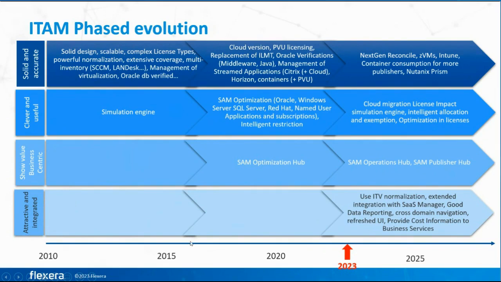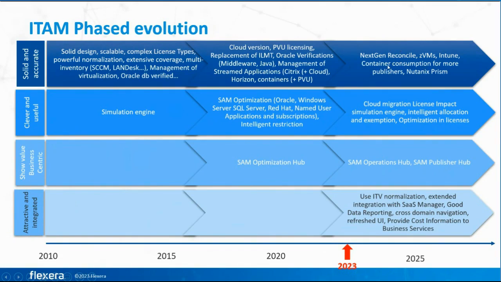Between 2015 and 2022, let's say, we had, of course, the cloud version of Flexera Manager. We started to do PV licensing and being a replacement of IAMT, getting more Oracle verifications, middleware, Java, managing as well as possible the streamed applications, Citrix with Citrix Cloud coming now, Horizon, containers, which is more on the virtualization side. So, what is coming next?